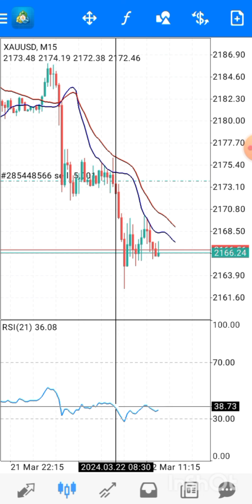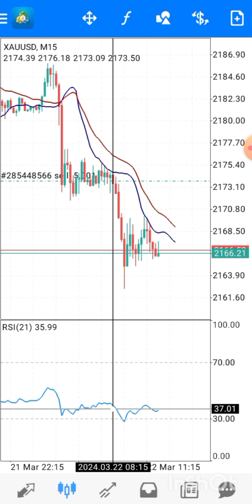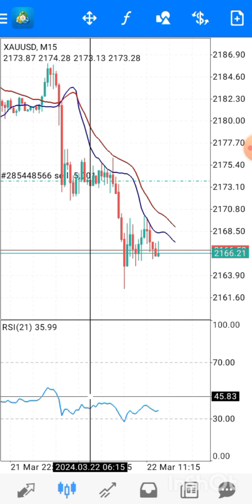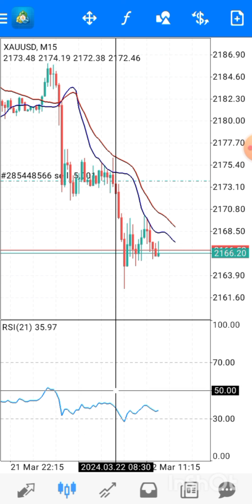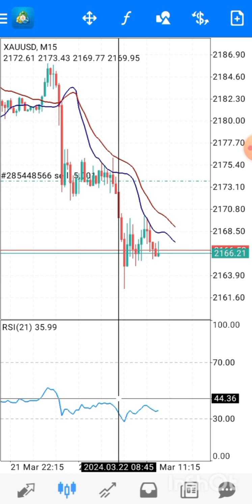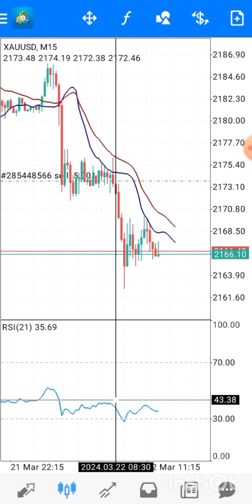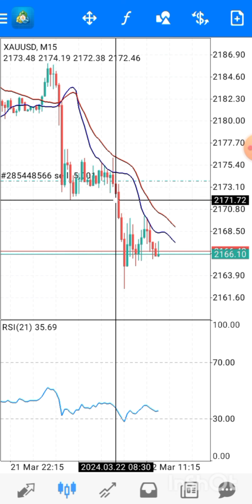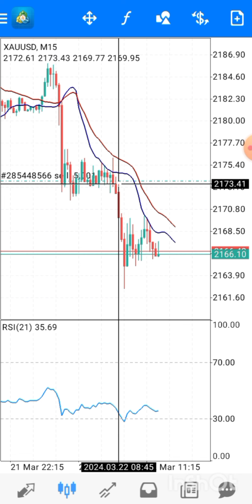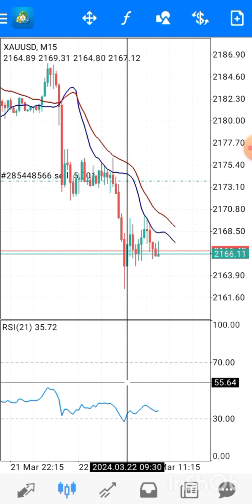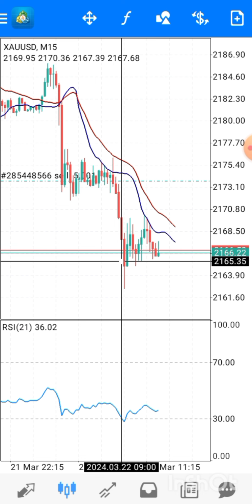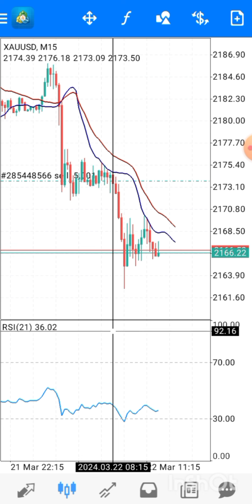I came here to my indicator window, and I could see that my relative strength index line is above 50. As you can see, this is 50 right here. And at the formation of this particular bearish candle, it closed below these two moving averages. So I took my sell trade. As you can see, I've bagged 60 pips and counting. So I'm still on this trade right now.